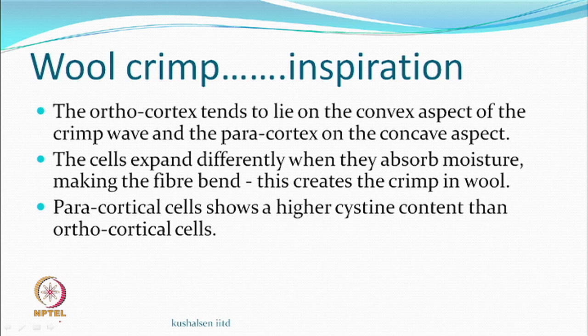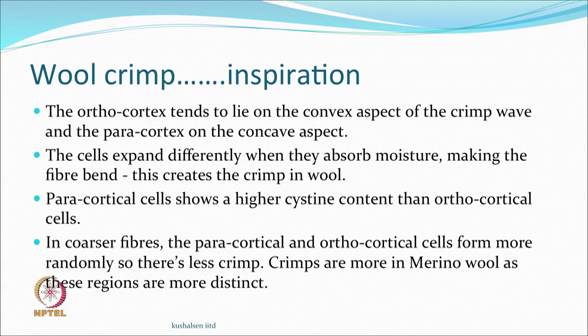It is also understood by some hard work that the paracortex has more cysteine content than the ortho. Now, what that means is there are cross links, and cross links mean stability. The one which is less cross linked is more amorphous, more flexible, more ready to change dimensions. The one which is cross linked will not change dimensions so easily, and so you have created a difference. When some moisture goes in, something will happen on one side and another thing on the other side. That difference can lead to the formation of crimps, and like coarser fiber wool, I am talking here again.